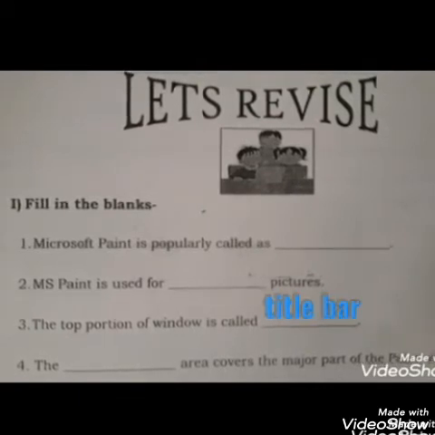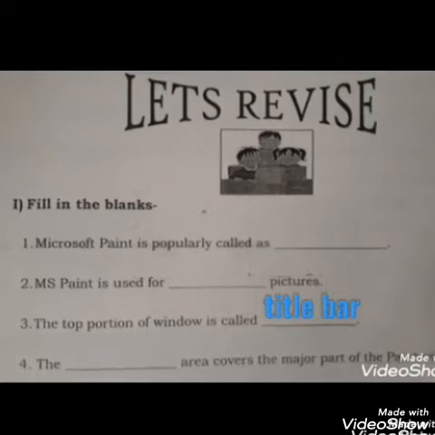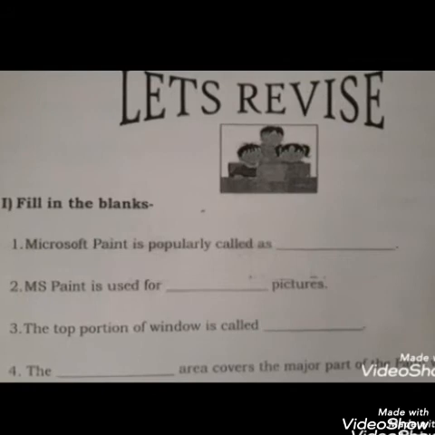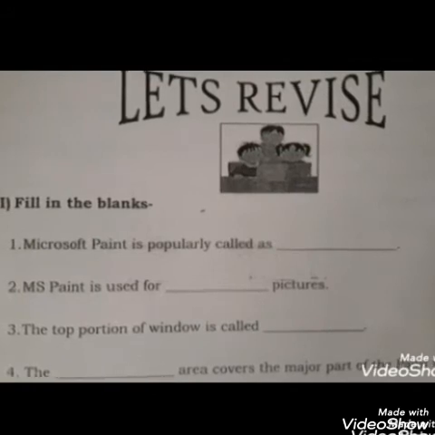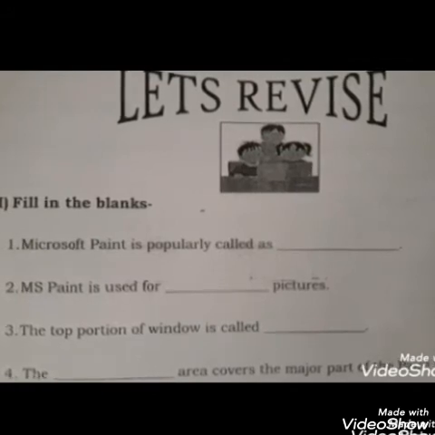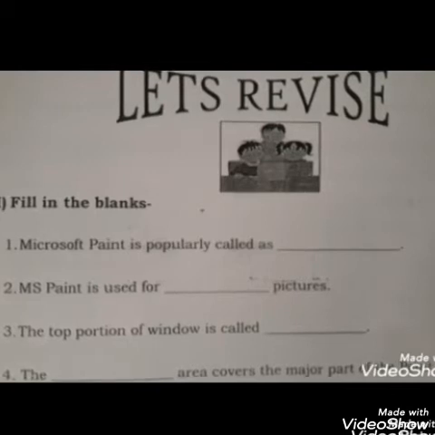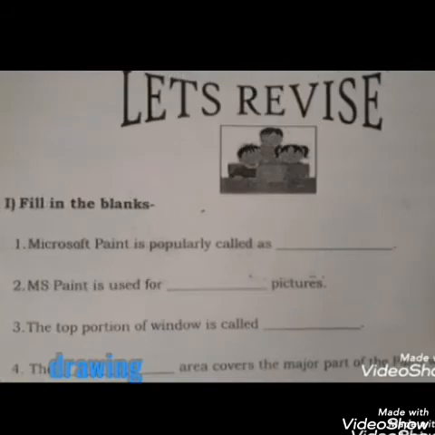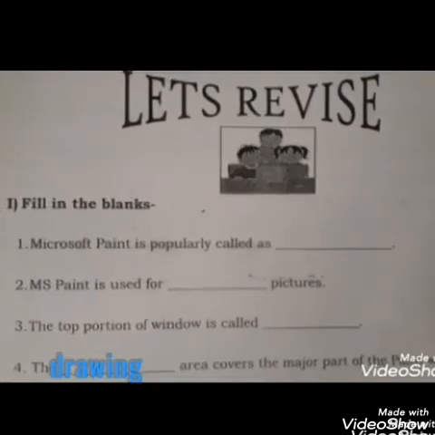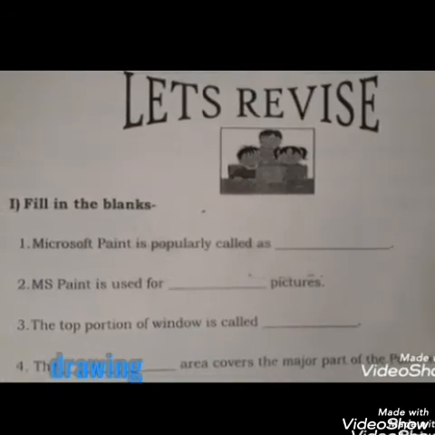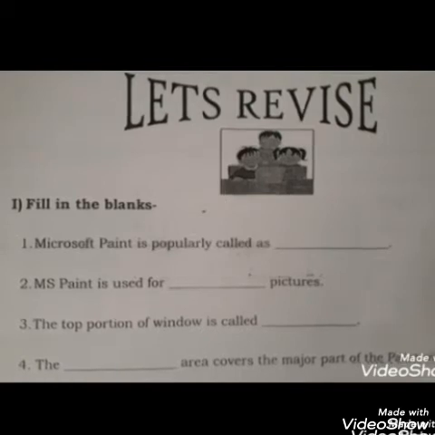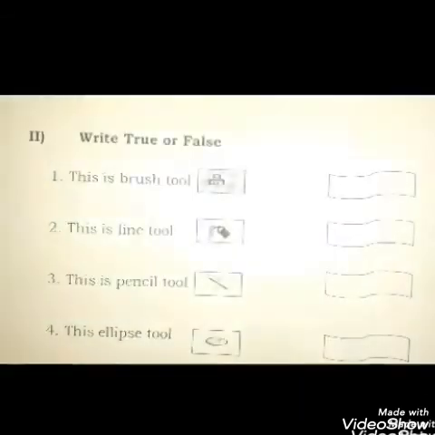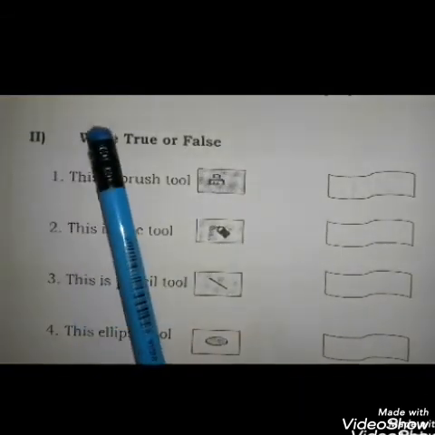The next one, the dash area covers the major part of the window. You have seen the explanation window now children. Tell me which is the major part of the window. Drawing area. Very good children. Now you can replay the video, pause it wherever necessary and write down the answers neatly. Let's start with the second part.